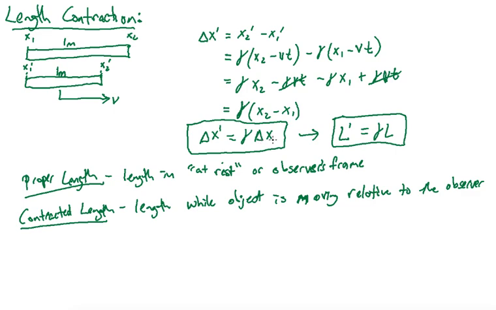I had to do a problem on this when I was in college, and there were some interstellar particles. I don't remember what they were. My professor was a particle physicist, and he said there are these interstellar particles, and he told us some speed really, really close to the speed of light, like 99.99% the speed of light.